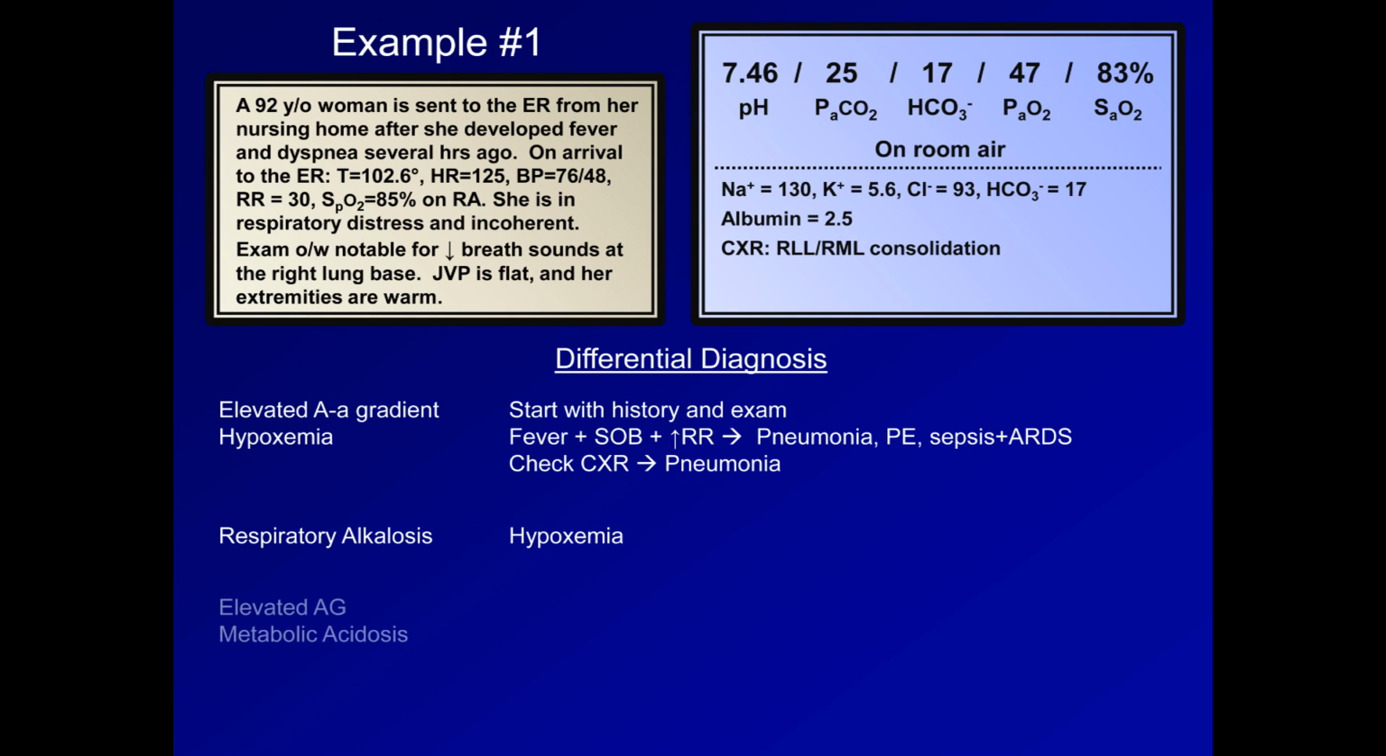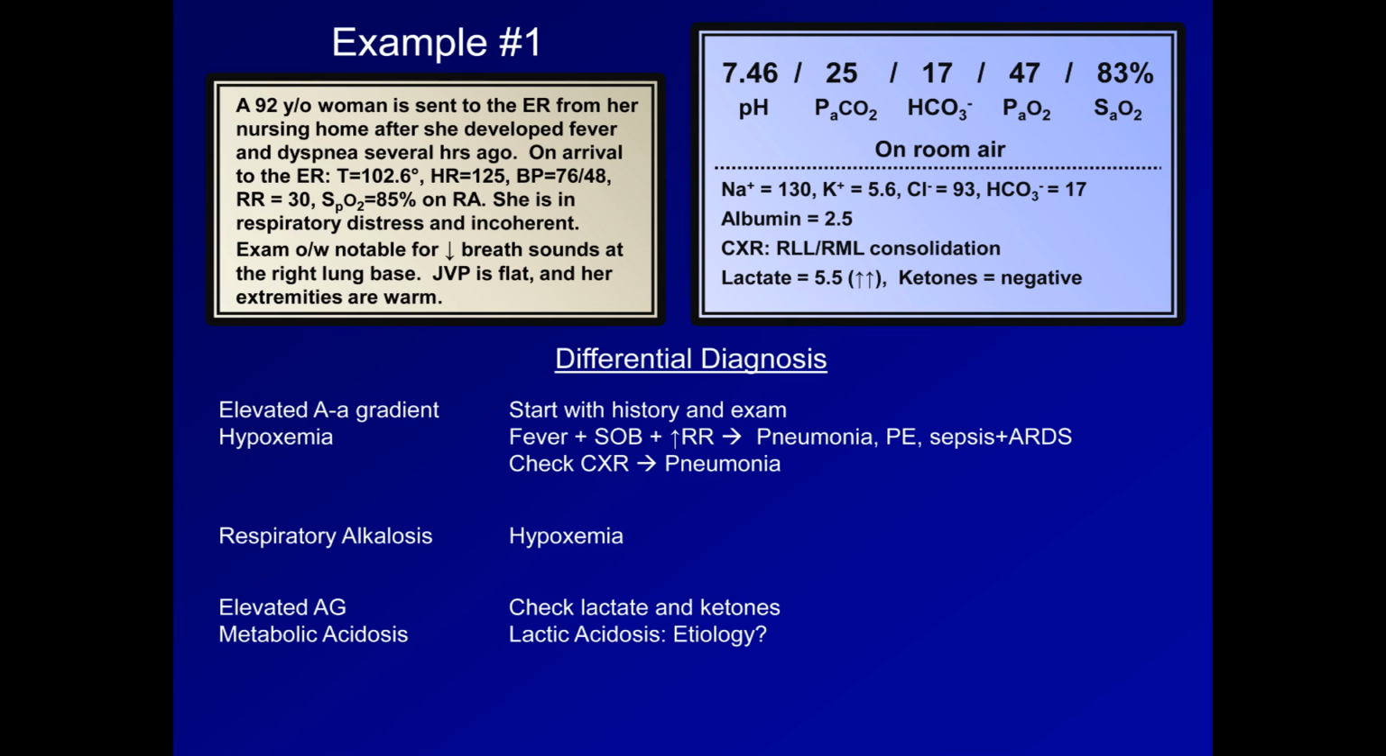Finally is the elevated anion gap metabolic acidosis. Based on an algorithm presented in lecture 8, start with checking the lactate and ketones. In this, ketones are negative, but lactate is severely elevated at 5.5 millimoles per liter. So what's the etiology of the lactic acidosis?